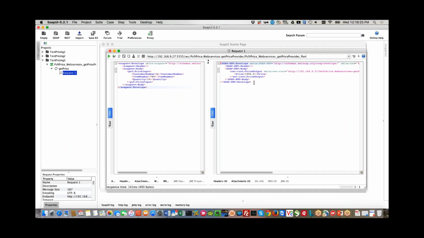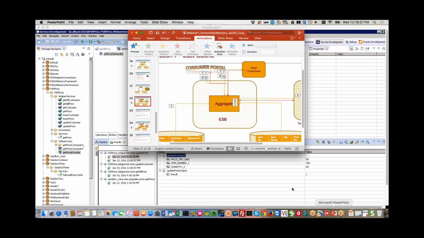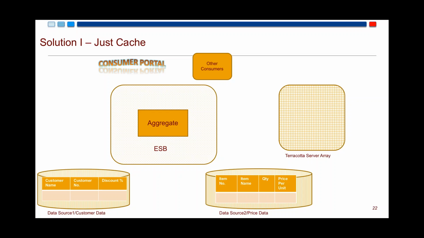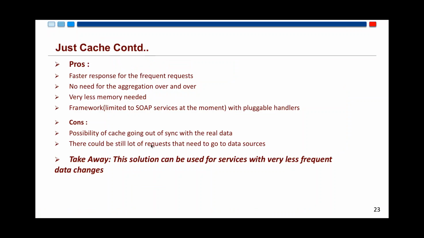As you have seen, the data is very fast. Within a matter of milliseconds, the data is returned to us. So this is our first solution. It is just adding the cache into the Terracotta server array. The second time the request came, it went to the aggregate service, went to the Terracotta server, and returned the results.